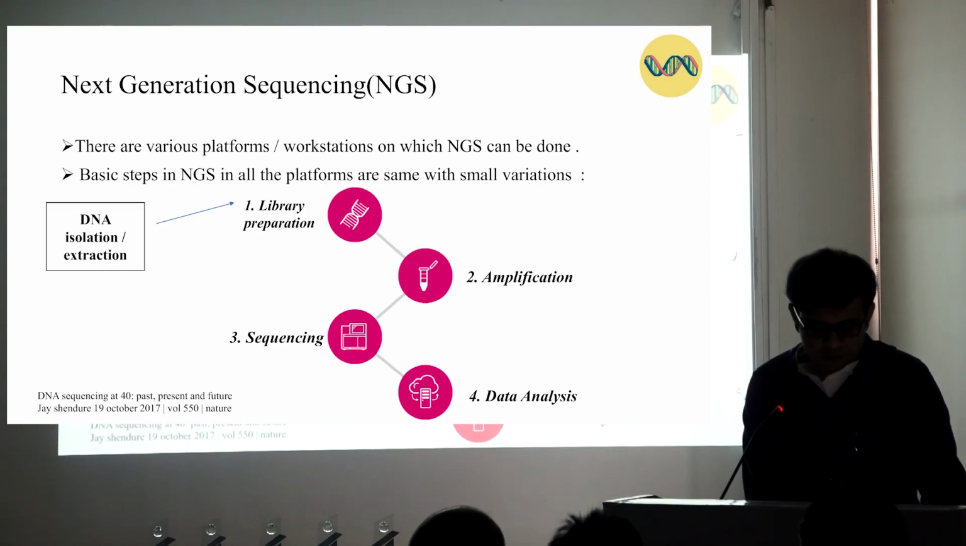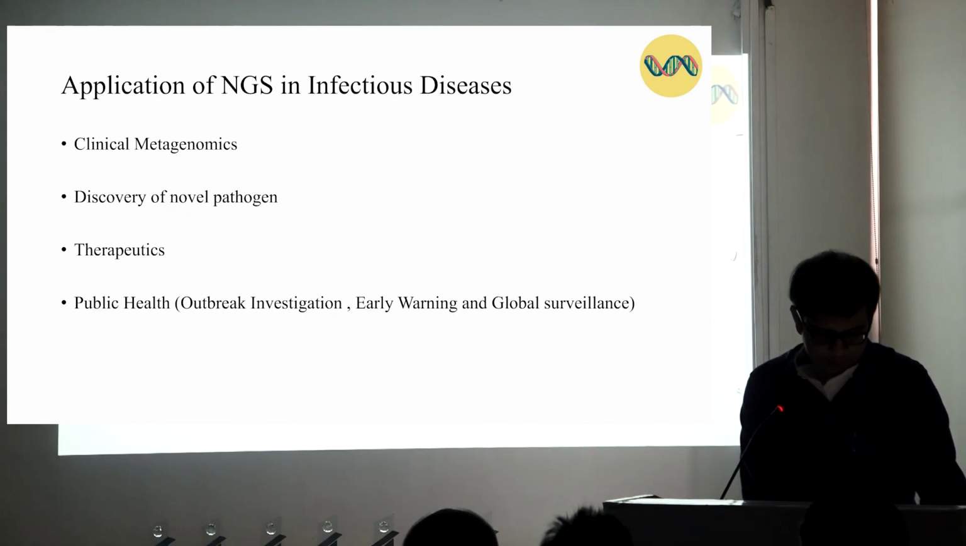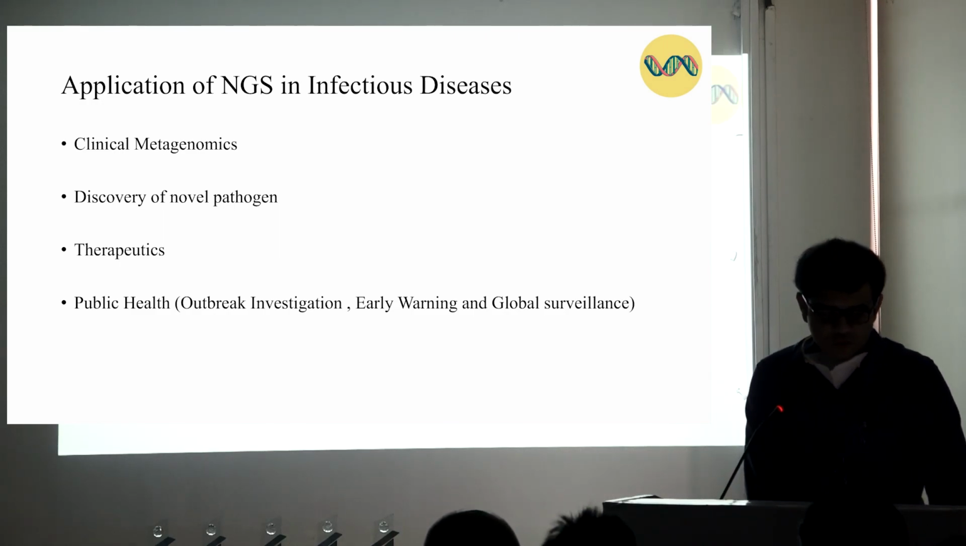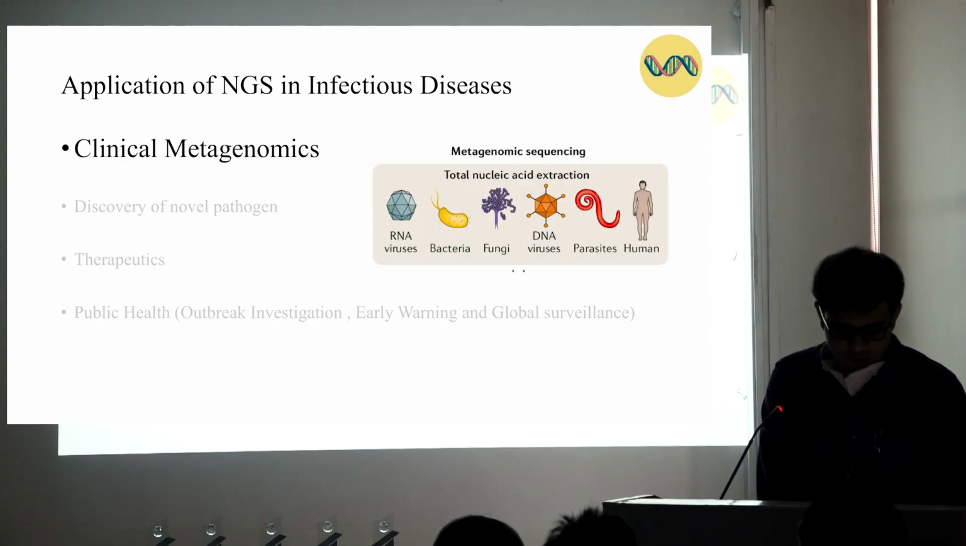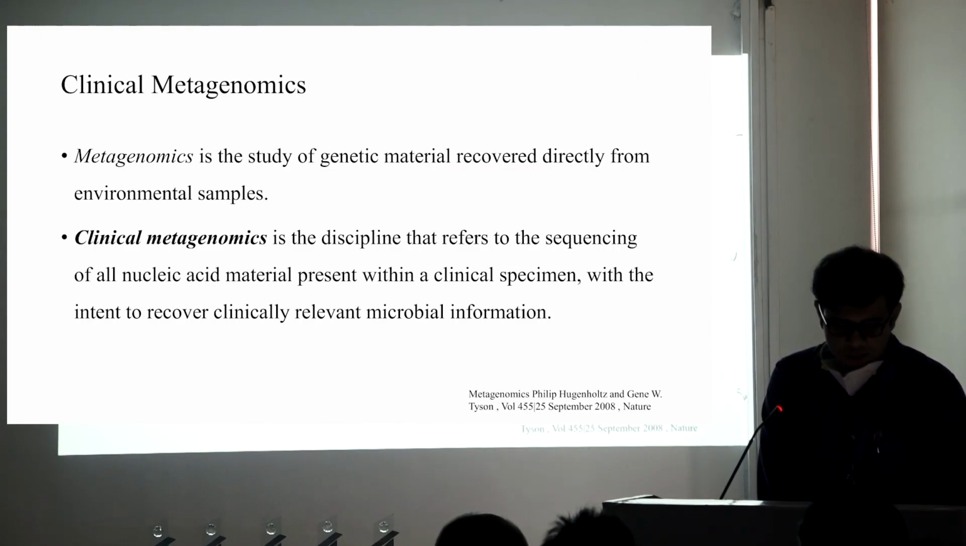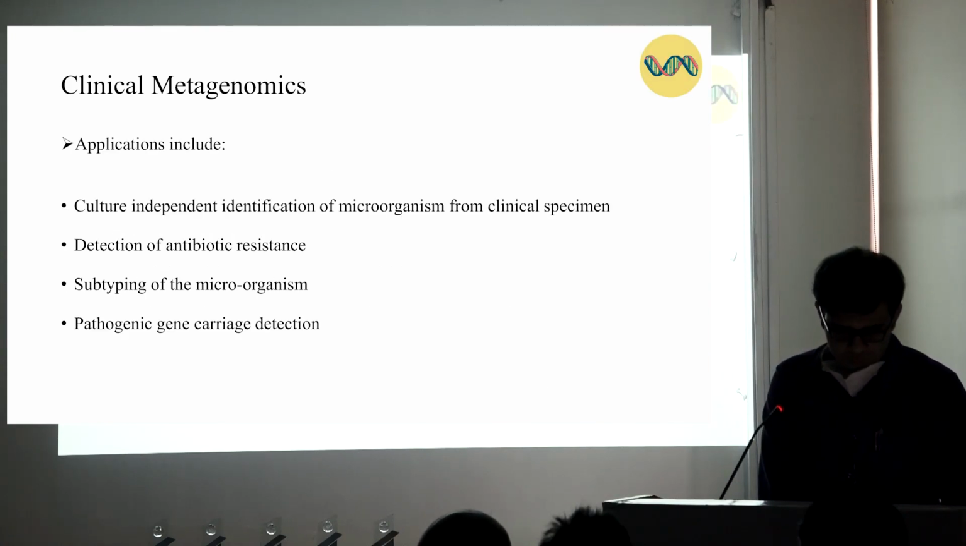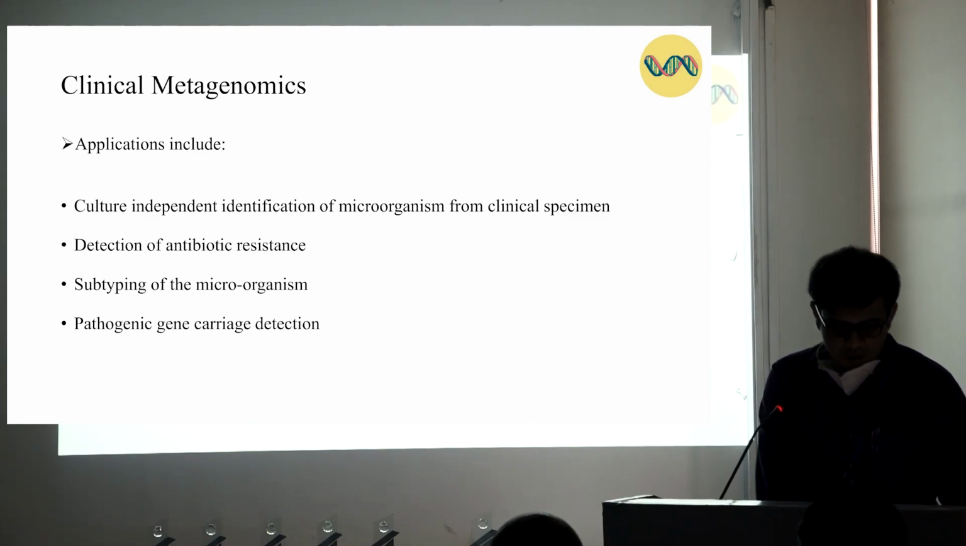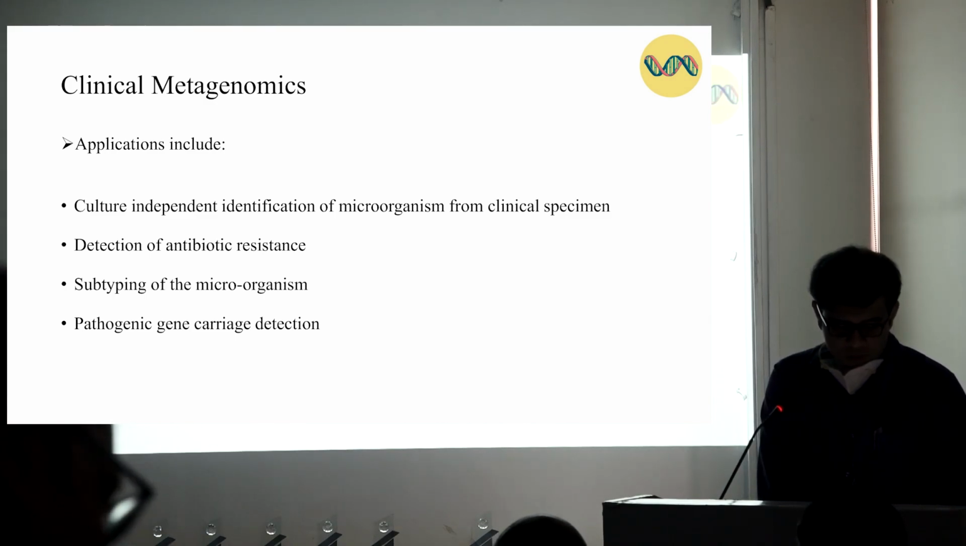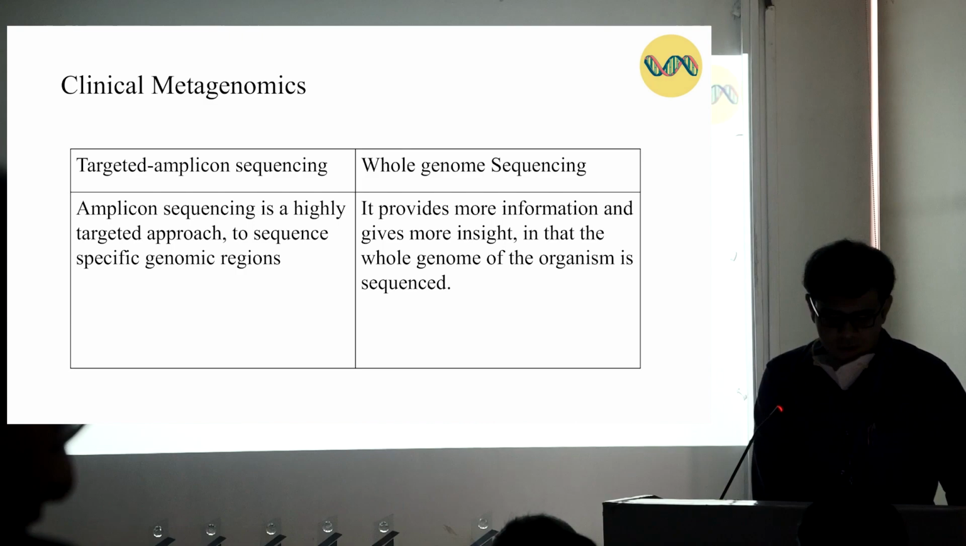Again, there is library preparation, there is amplification of the genes, there is sequencing, and then you can analyze the data. Now, what about the application in infectious diseases? It is clinical metagenomics, discovery of novel pathogens, therapeutics, and also public health. Regarding metagenomics, it is the study of genetic material recovered directly from environmental samples. In our case, it is directly from the patient. Its applications include culture independent identification, detection of antibiotic resistance, where you will get the genes as well, and also subtyping of the microorganism and pathogen gene carriage detection.